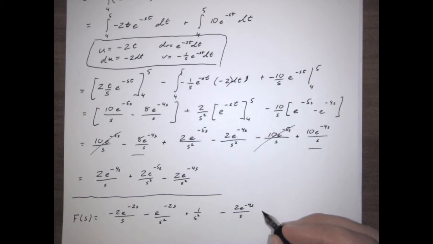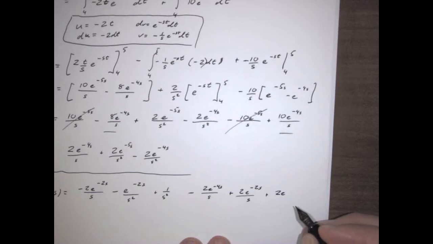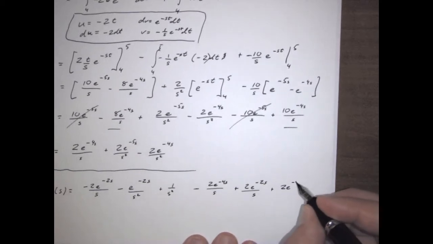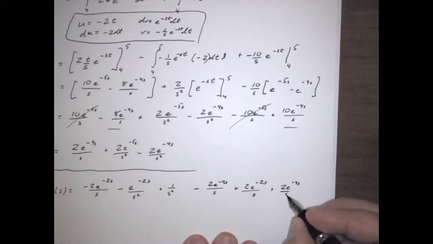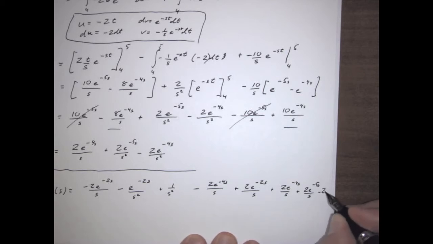We had plus 2 e to the minus 2s over s. Then we had plus 2 e to the minus 4s over s plus 2 e to the minus 5s over s squared minus 2 e to the minus 4s over s squared.